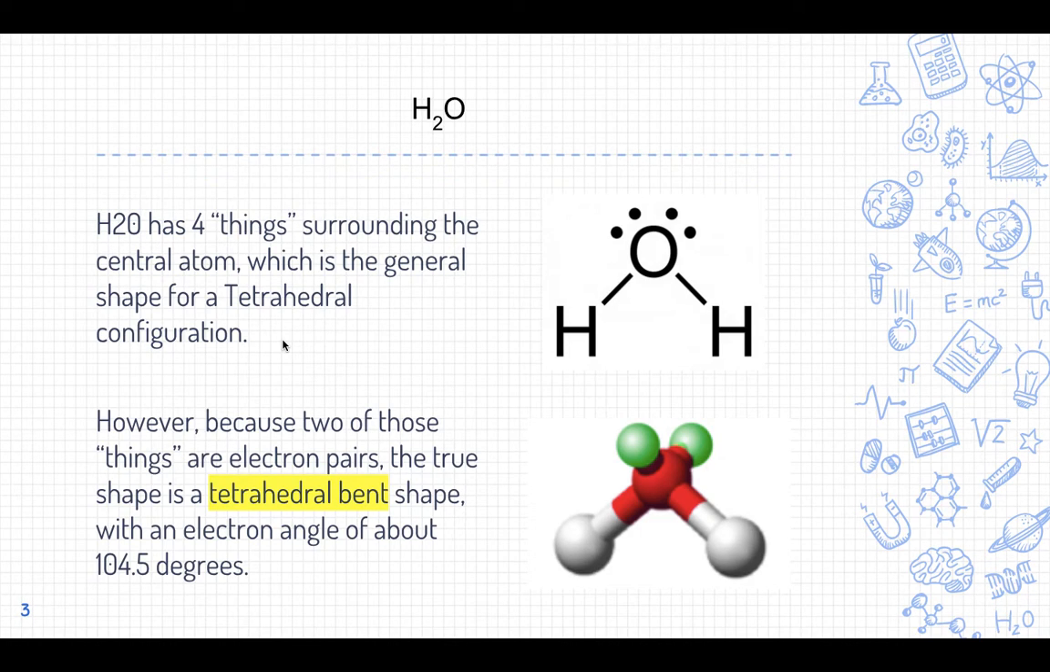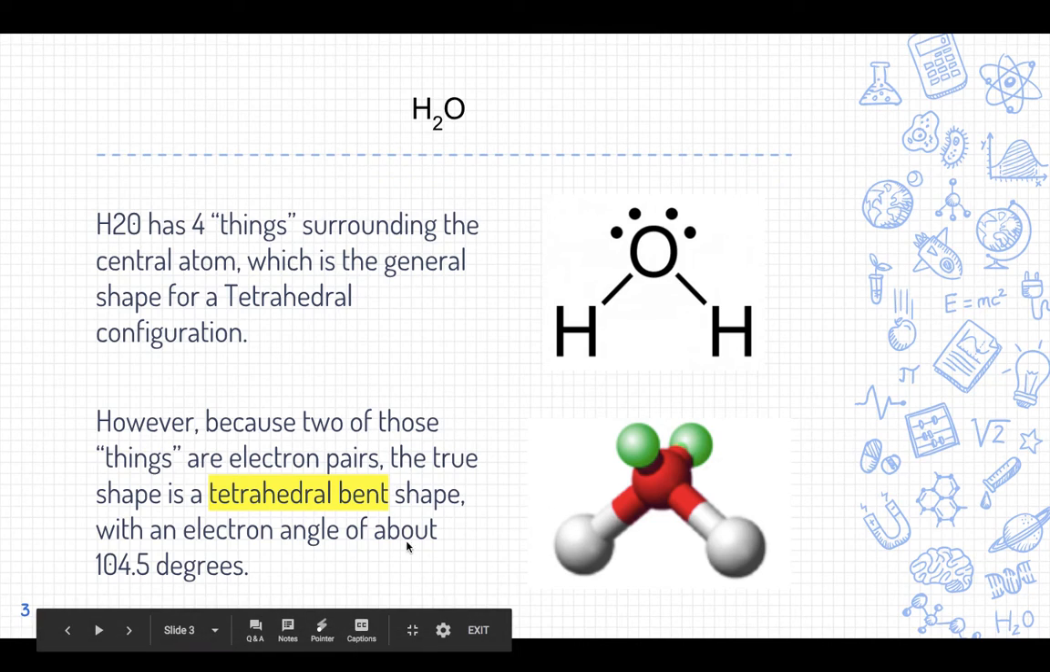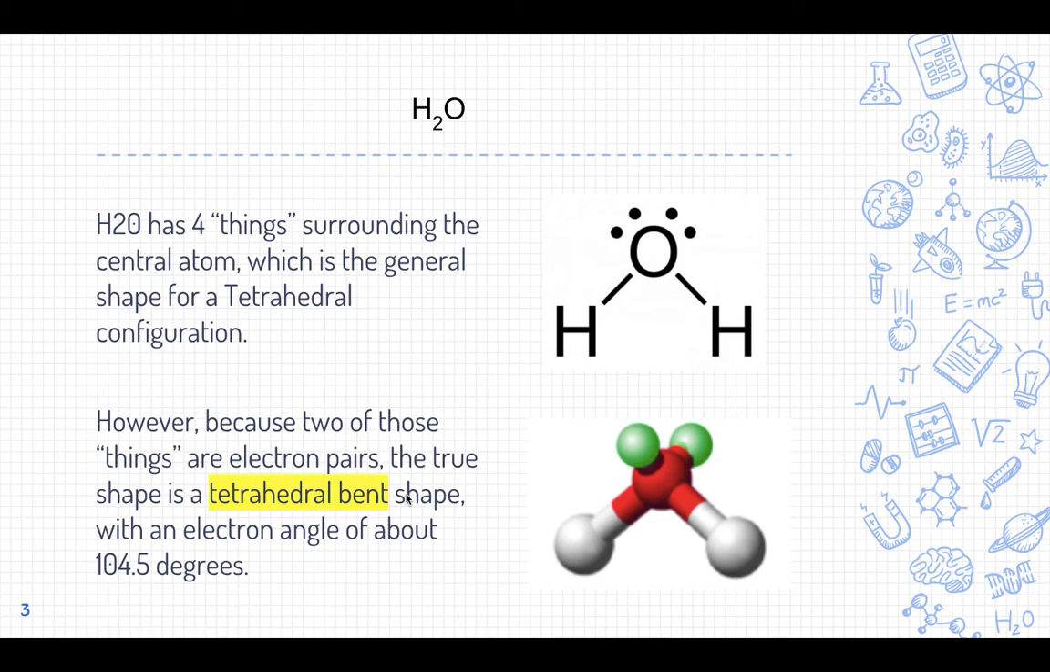Because H2O has four things surrounding the central atom, that is a general shape for a tetrahedral configuration. We see that our central atom is oxygen. It's surrounded by two hydrogen atoms as well as two pairs of electrons. Because two of those things are electron pairs, the true shape is a tetrahedral bend shape, which looks like this, and each atom is angled about 104.5 degrees away from each other.